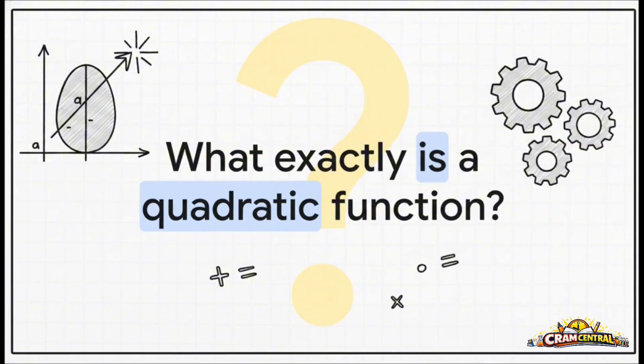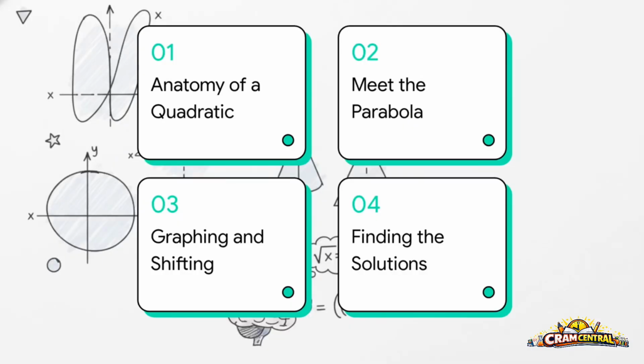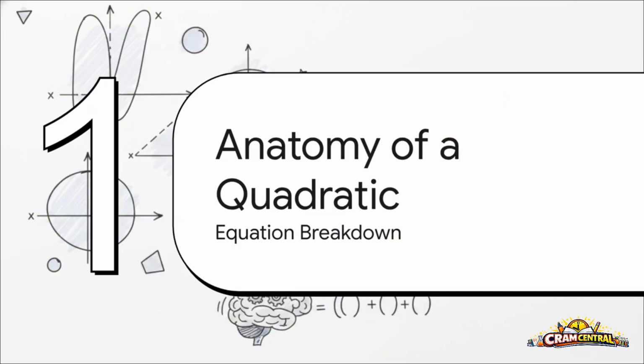Okay, so here's our quick roadmap for today's explainer. We'll start with the anatomy of a quadratic, meet the parabola, go over some graphing and shifting examples, and finally, look at finding the solutions. All right, let's just dive right in. Kicking things off with section 1, the anatomy of a quadratic. Let's break this equation down.